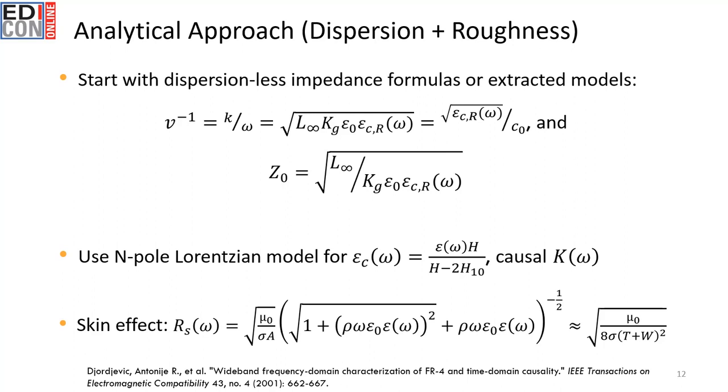So I'm going to run through a derivation, and I'll do this quickly because I know I've been droning on. To get to an analytical model that accounts for dispersion and roughness and maintains causality, normally what you do is you start with a model that doesn't have any of that in it. So you have a model for impedance. It might be a formula. It might be something that you extracted from a field solver. However you get that model for impedance, you need to then transform that into a model that accounts for a causal dielectric constant and a causal copper roughness factor, as well as the skin effect.